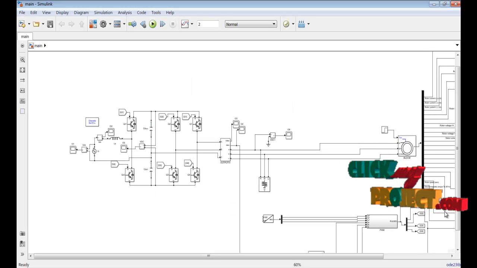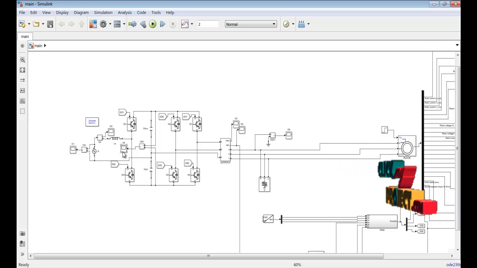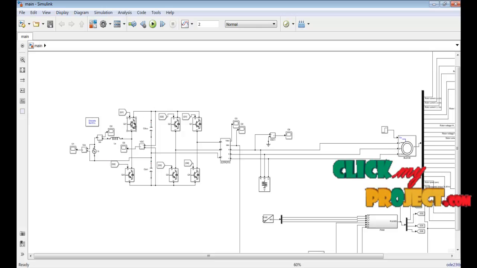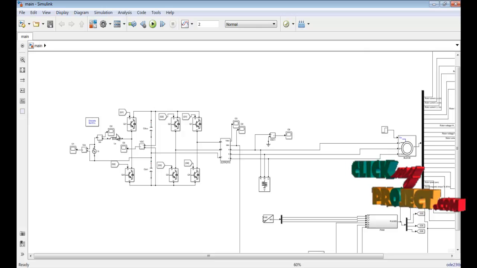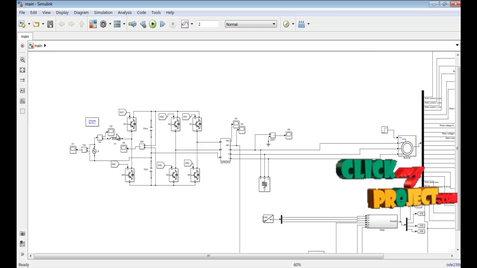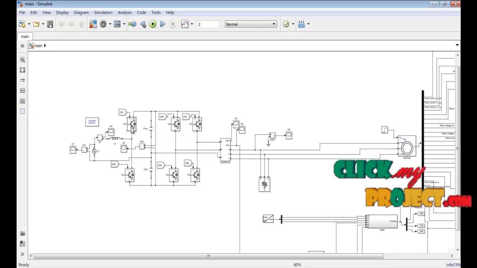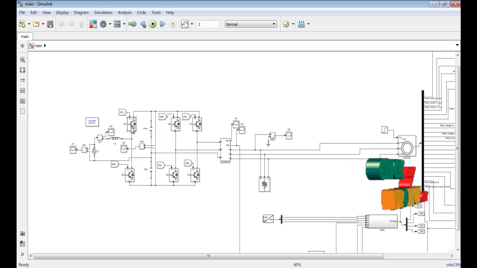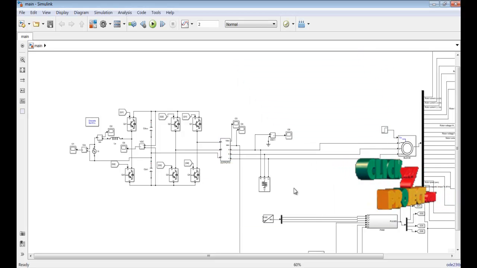The overall explanation for the process. The input of the AC source goes to the three leg inverter Q1, Q2, Q3, Q4, Q5, Q6. This is the overall IGBT switch gate pulse. The IGBT is a switch with on and off conditions. The gate is connected with Q1, and the source is connected with the collector. The emitter is connected with the collector. So overall, the three phase voltage and current will be calculated.